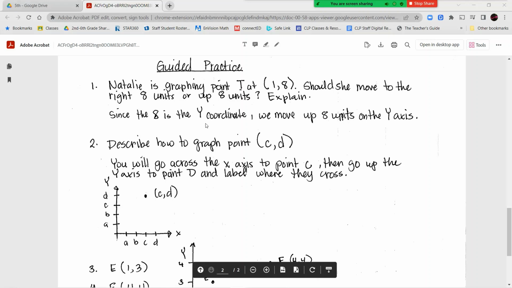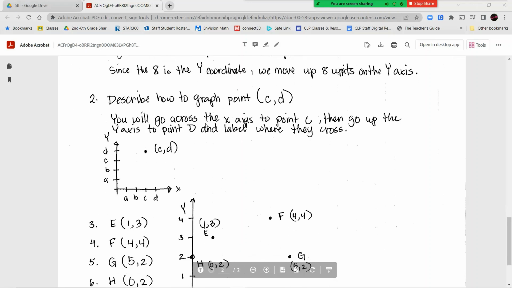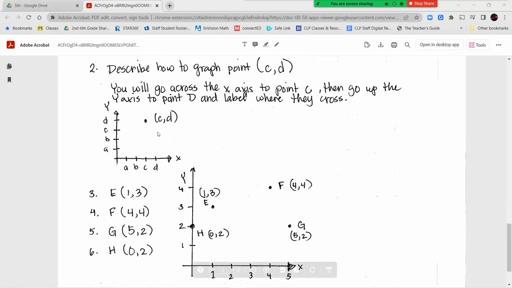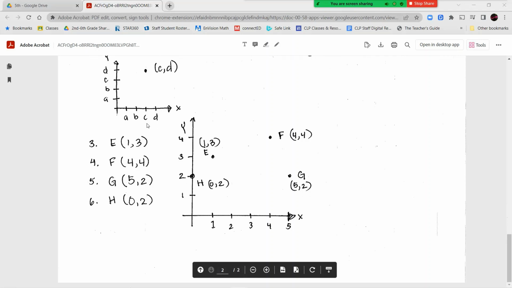For number 2, describe how to graph point CD. So instead of labeling it with numbers, I labeled my axes with letters. So A, B, C, D on the x-axis, A, B, C, D on the y-axis. And then I went across the letter C and up to the letter D, and that's where I plotted point CD.